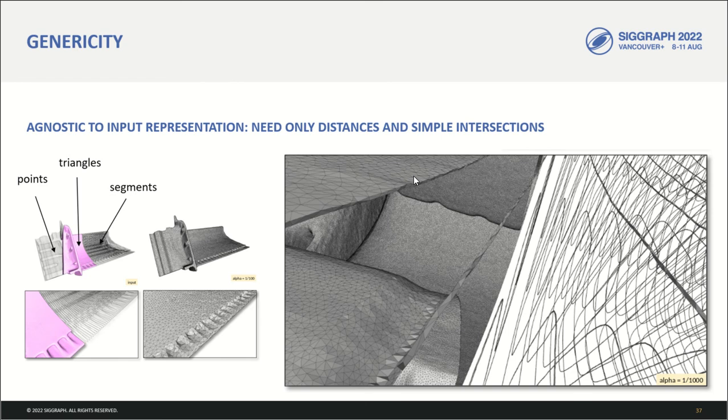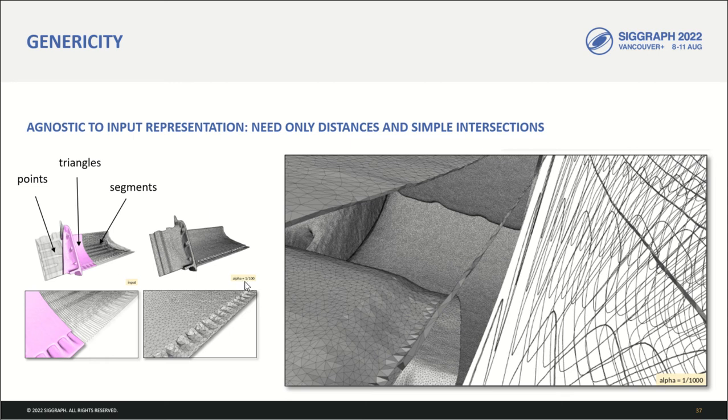Our method is also generic, because our implementation follows the CGAL generic programming principle. One can easily switch the input representation: triangles, segments, points, and even combine them. So that's an example where we compose a hybrid scene made up of points, triangles, and segments. And this time the algorithm queries distances to this hybrid input.